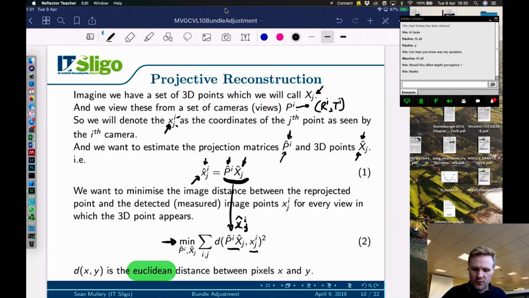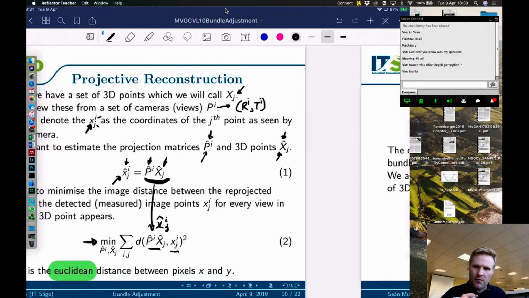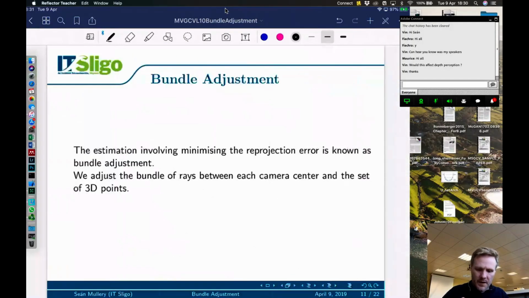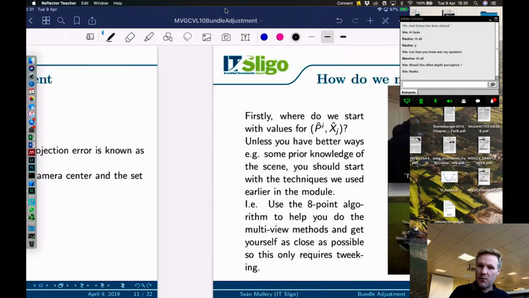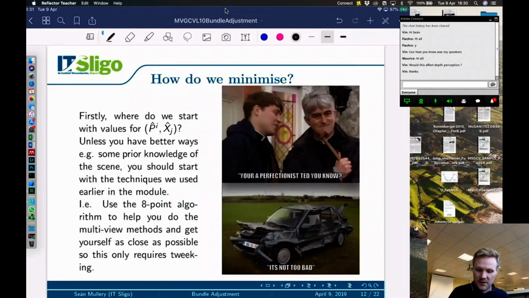But bear in mind, we've set ourselves a very complicated task because there's loads of these points, loads of these rotation and translation matrices, and we're trying to guess them to start off with and then bring them slowly closer to what we want them to be. So the estimation involving minimizing the reprojection error is known as bundle adjustment. We adjust the bundle of rays between each camera center and the set of 3D points and try and get the result.